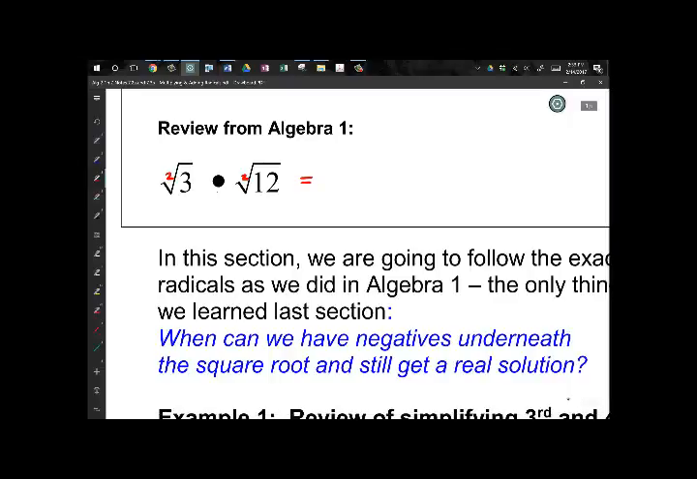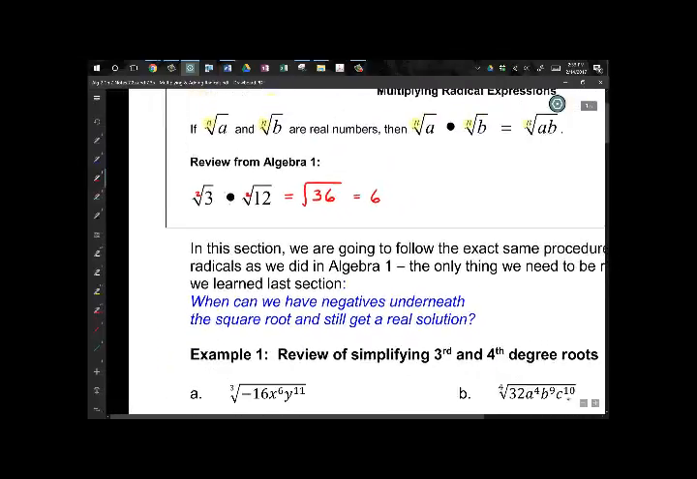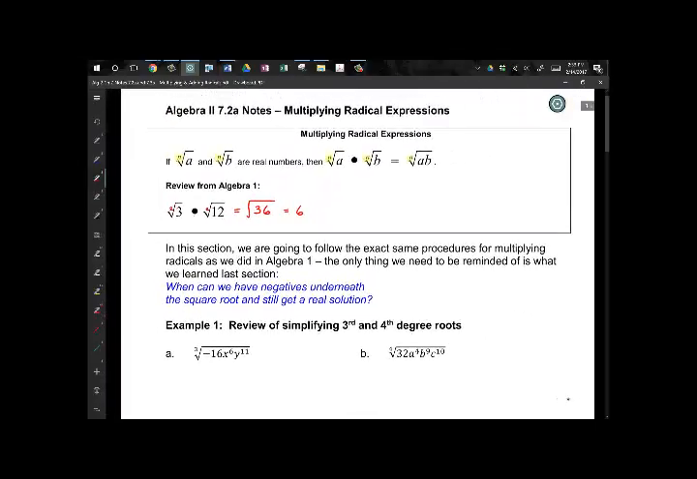So we have the square root of 3 times the square root of 12. That is allowed to be done since they have the same index. So that's the square root of 36, and obviously that is the value 6. The point being, we can multiply together radicals if they have the same index.